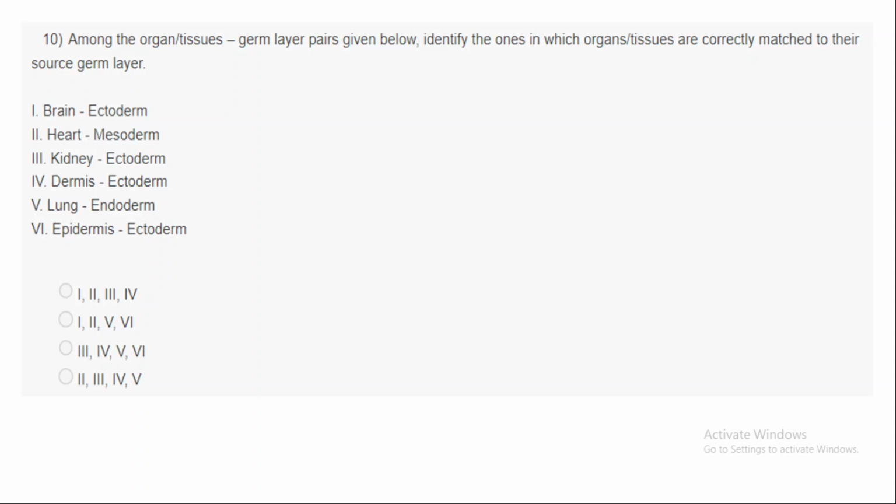Question number 10, last question. Among the organ tissues, germ layer pairs given below, identify the ones in which organ tissues are correctly matched to the source germ layer. Brain is derived from the ectoderm, heart, mesoderm, kidney, ectoderm, dermis, ectoderm, lung, endoderm, epidermis, ectoderm. So which of these are correctly matched?